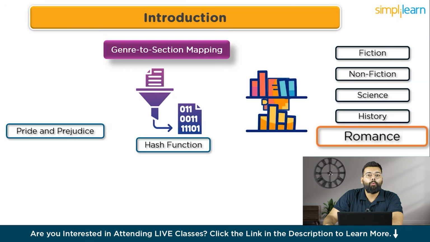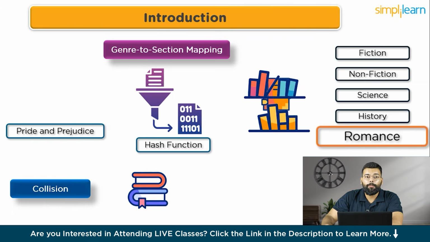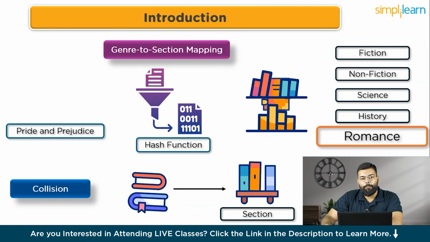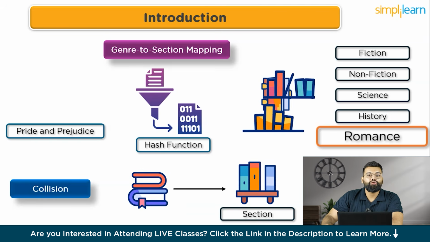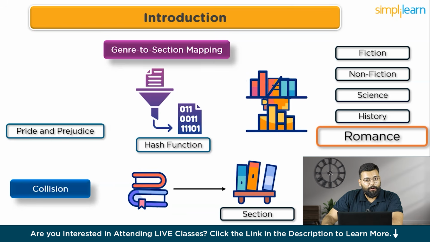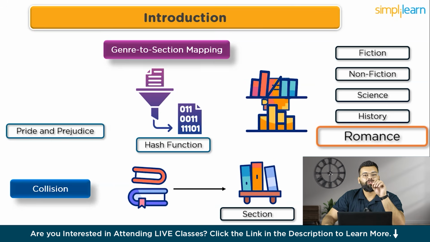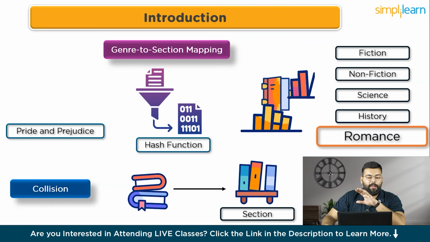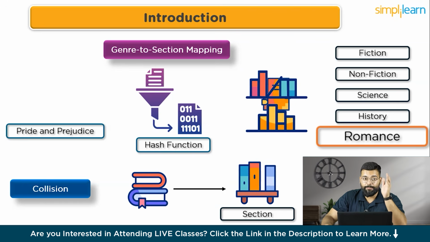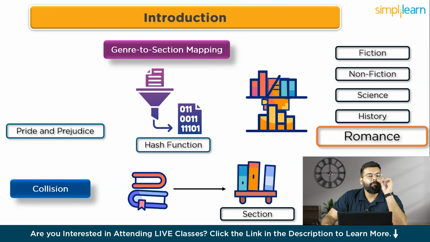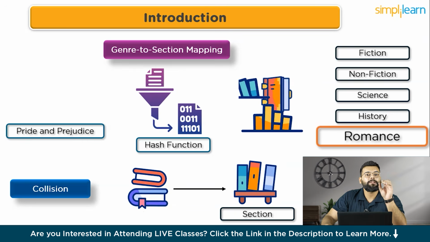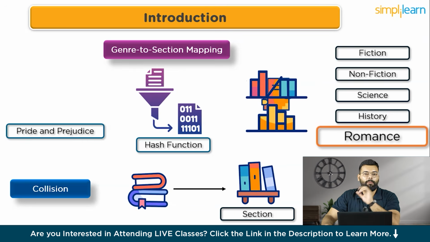So now we'll see how we can handle collisions. There are collisions in hashing. We'll see what it is and how it occurs. A collision happens when two books belong to the same genre and therefore are assigned to the same section. For example, 1984 by George Orwell and To Kill a Mockingbird by Harper Lee are both fiction and will share the fiction section. Since collisions are expected, that is, many books can share a genre, you can further organize each section by author's last name or book title alphabetically.